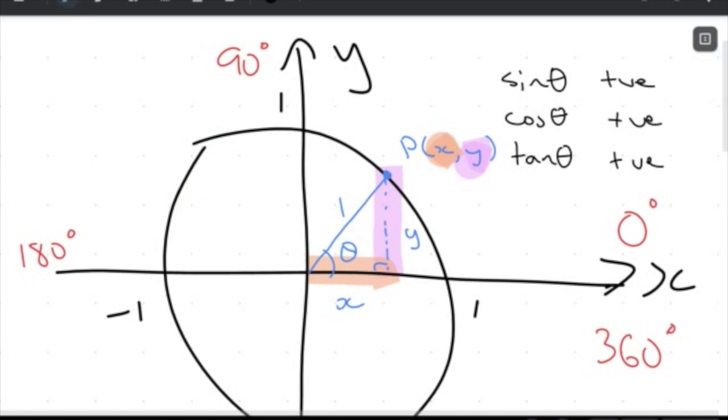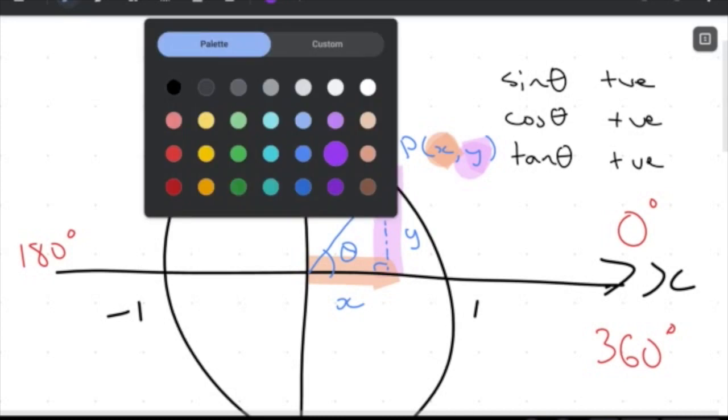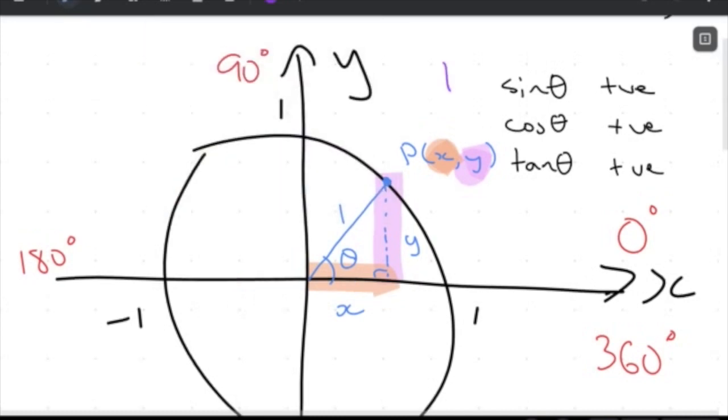Now, let's actually just name these as well. So this is my quadrant 1, just writing this in Roman numerals here. And I have quadrant 2 here. Now let's look at what's happening here.